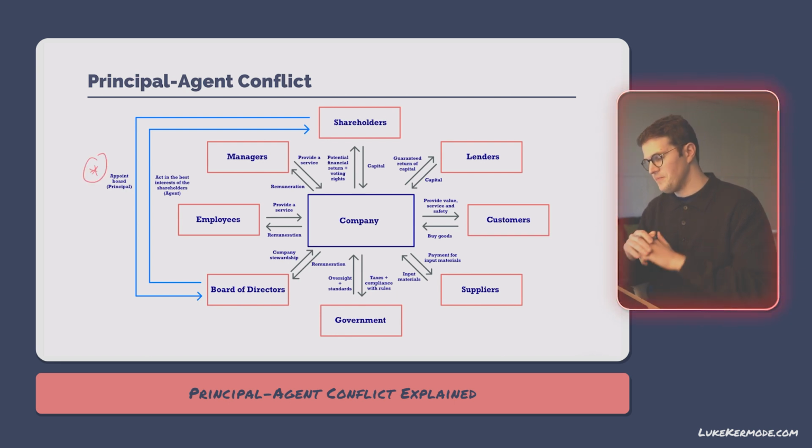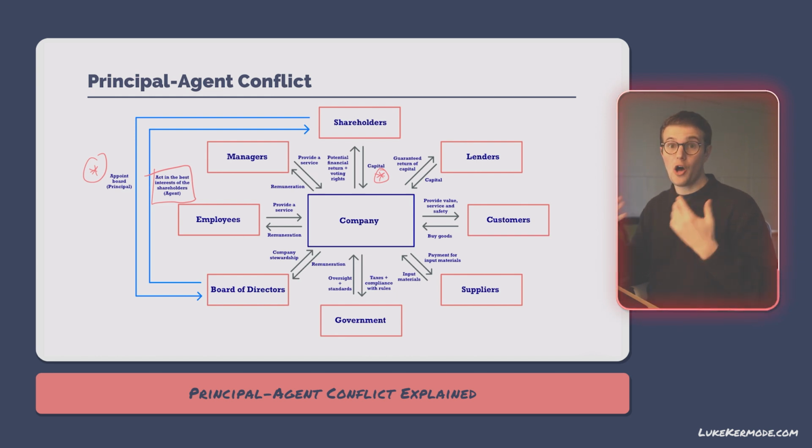So you see that the shareholders own shares in the company and have an ownership stake in the company, provide capital to the company, and they have a direct relationship with the board of directors because they appoint a board to form the strategy of the business, to execute the strategy, and to act in the best interest of the shareholders. So the board of directors are the agent who are appointed to work on behalf of the shareholders, who are the principal in the business because they are the owner of the company.